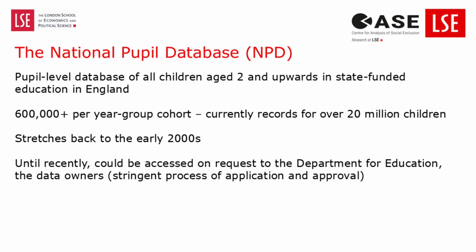And there's about 600,000 kids per year group cohort in the NPD. So currently there are records for about 20 million children because it stretches back to the early 2000s. And until recently, it could be accessed fairly easily on request to the Department for Education, who are the data owners. There was a stringent process of application and approval, but it was pretty okay to get it, and then you would store a cut of the data at your institution to analyse it. I'm going to talk a bit more about changes there later in the talk.